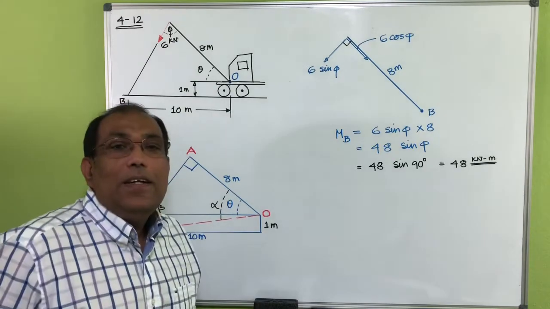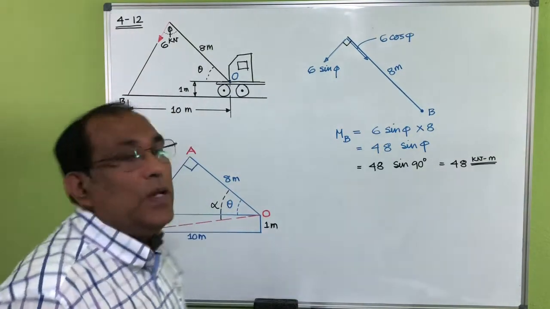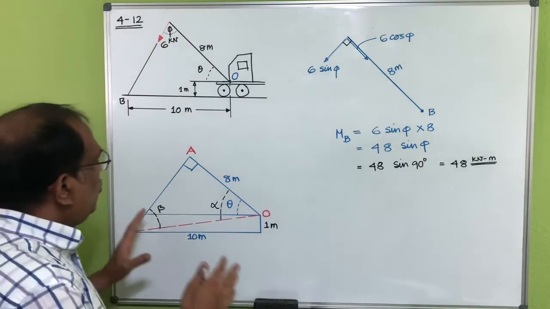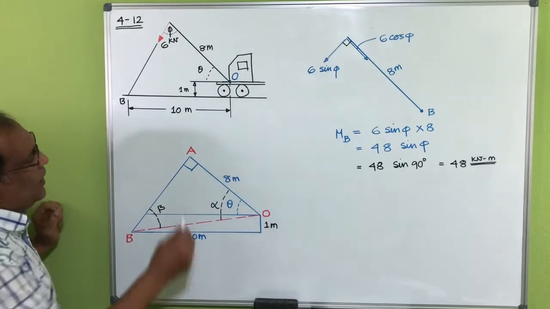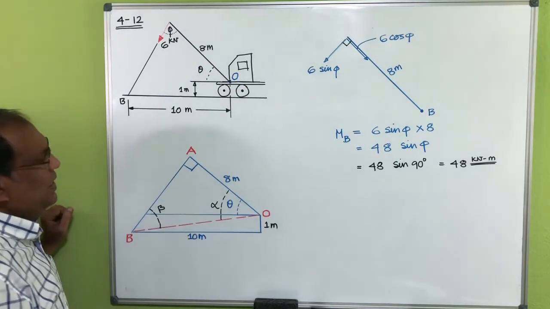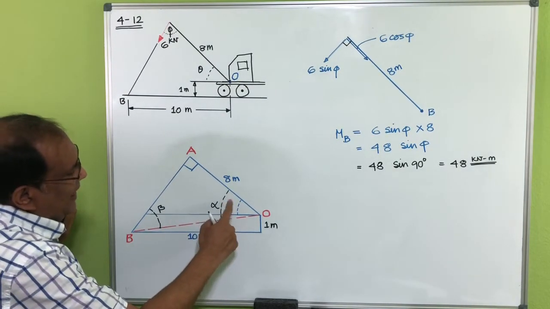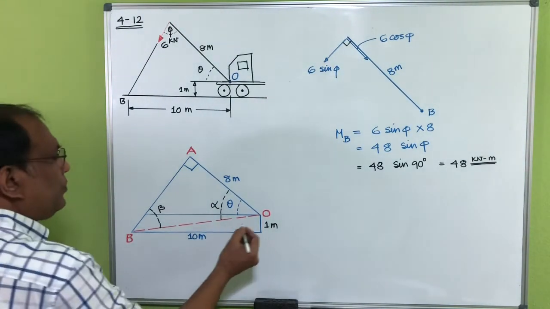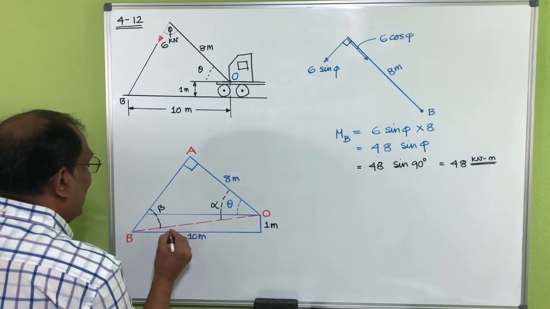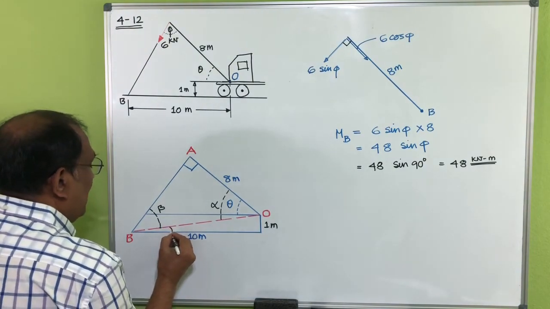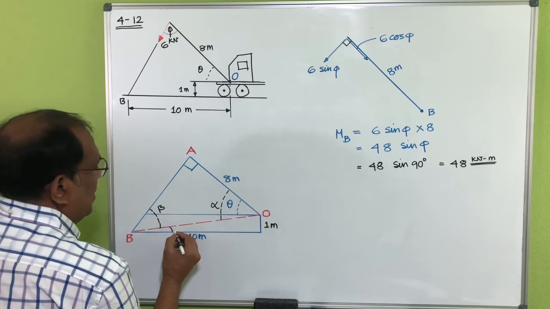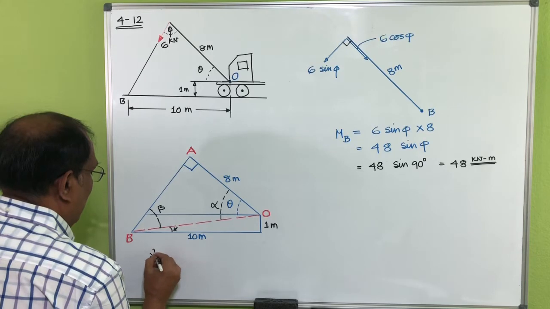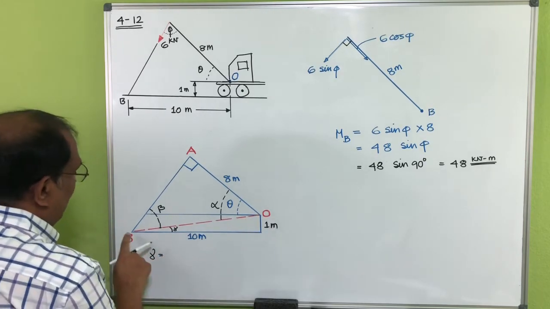Now, they are asking, in that situation, what would be your theta? Okay? So I draw that one here. When this one is actually 90 degrees, then what would be this angle now? Okay, so to do that, first of all, let me find out this angle here. Let's say this is gamma. That would be, gamma would be tan inverse 1 divided by 10.